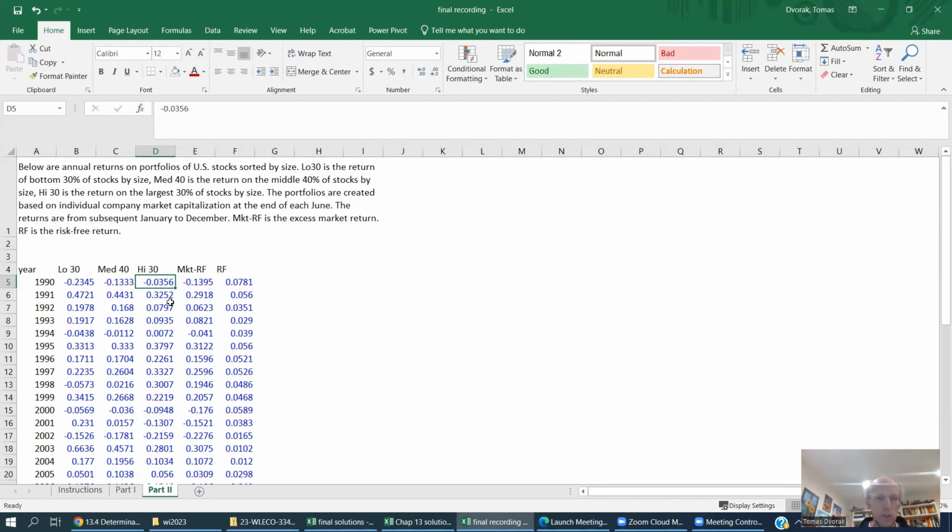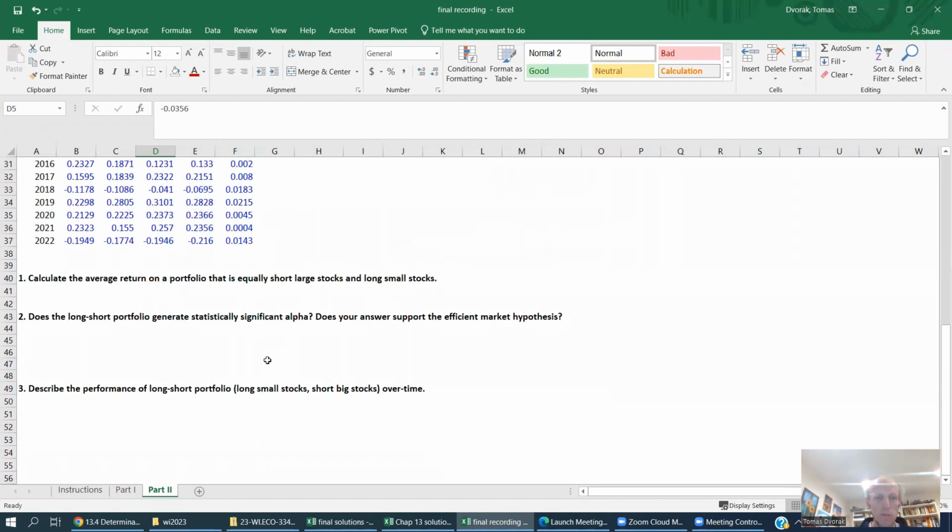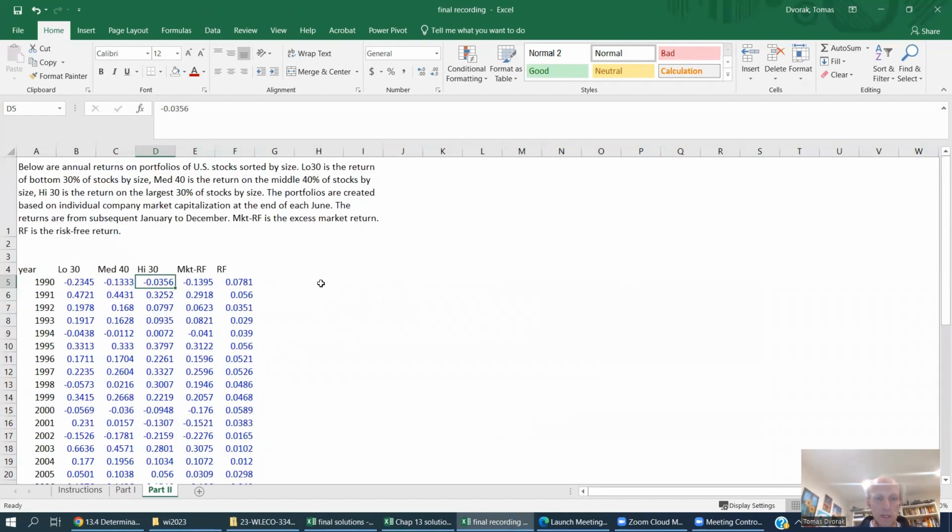And here I want to know what would be the return on a portfolio that's equally short large stocks and long small stocks. So that would be low minus high. I'm going to ignore the stocks that are in the middle. I'm just going to go long these and short these, and that would be my return.